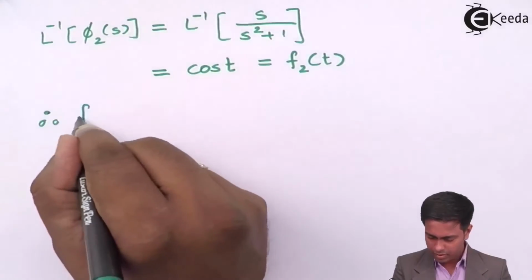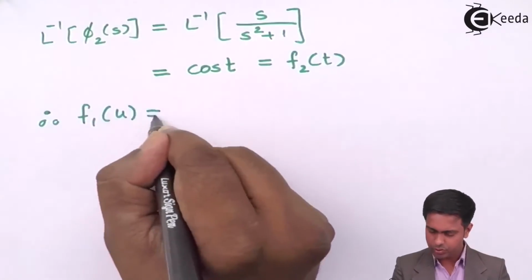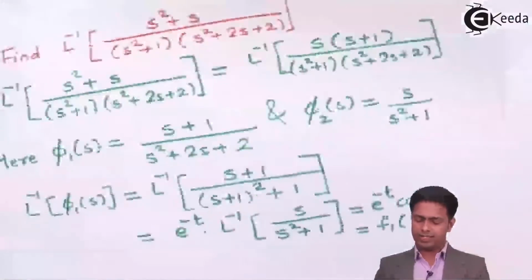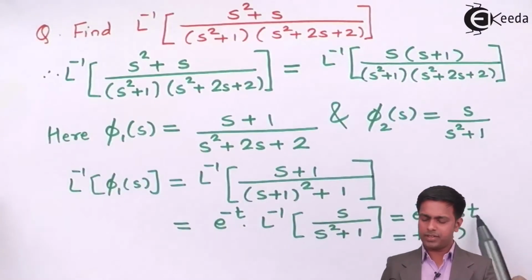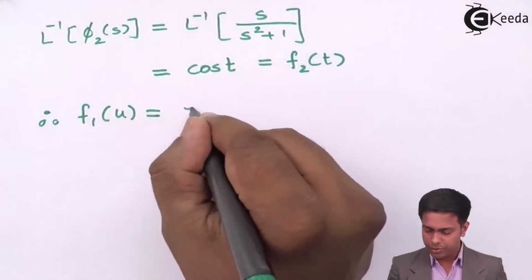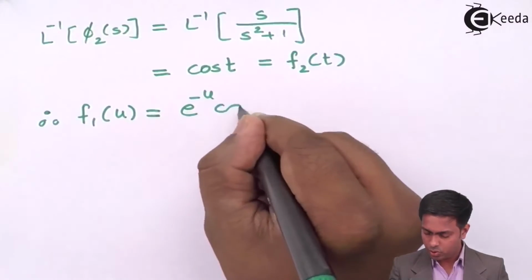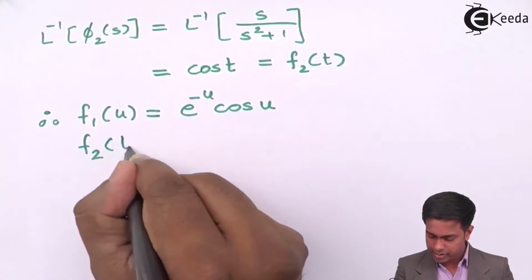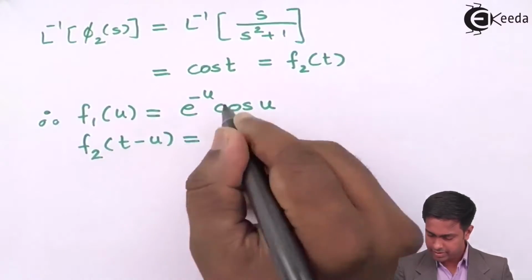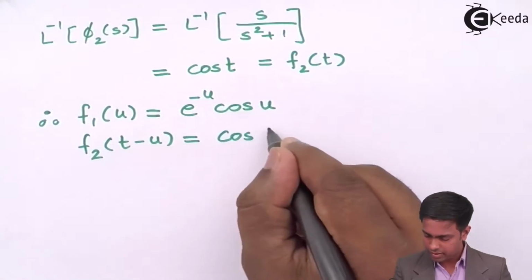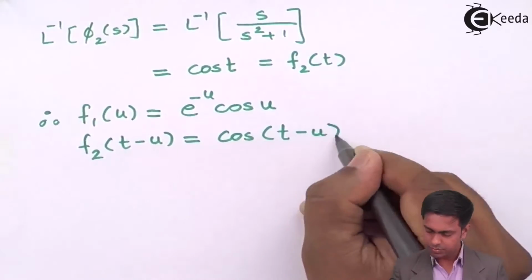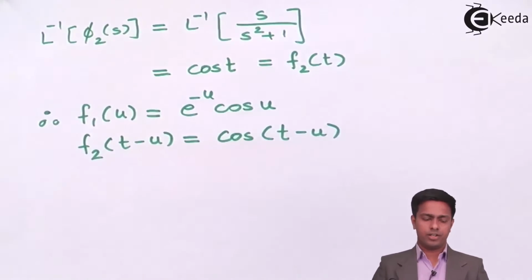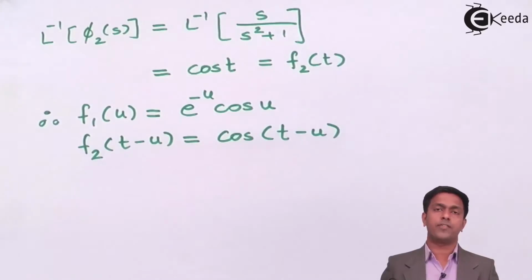So therefore f1 of u equal to, now guys, this is the value of f1 of t, just replace t with u. So e to the power minus u into cos of u, and f2 of t minus u is cos of t minus u. So guys, we got the two values, that is f1 of u and f2 of t minus u.